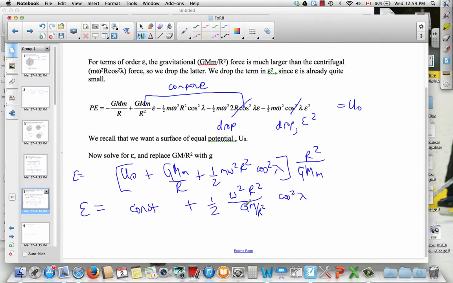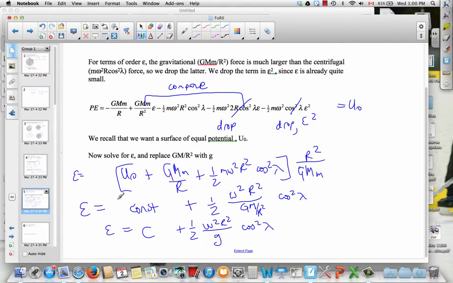Now, the reason I left that r squared down here is, of course, that's the gravitational field strength at radius r. So I can say that epsilon is a constant plus 1/2 omega squared r squared over g cos squared of the latitude. Now, this is actually related to the centrifugal acceleration in some way, too. Omega squared r would be the centrifugal. So you could say, in a way, that this is the ratio of the centrifugal acceleration to the gravitational, but I won't bother. So this is what I've got.